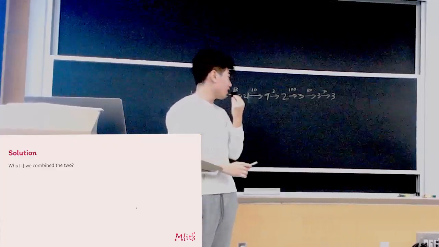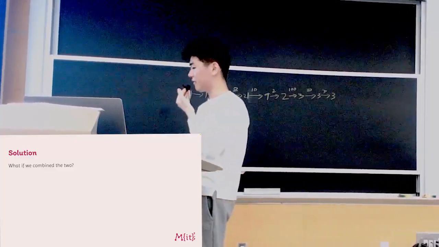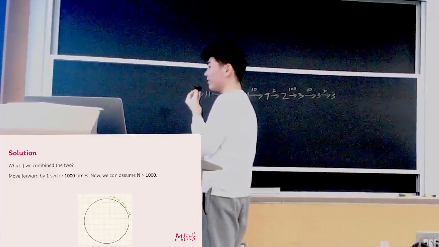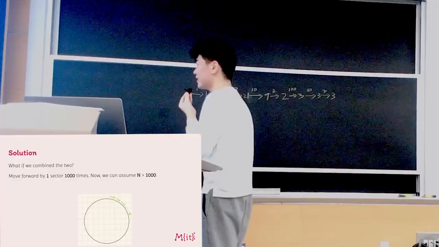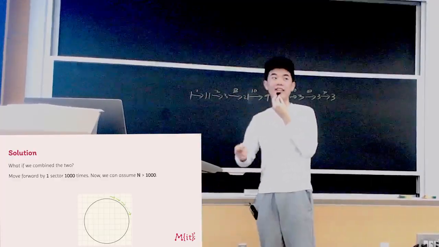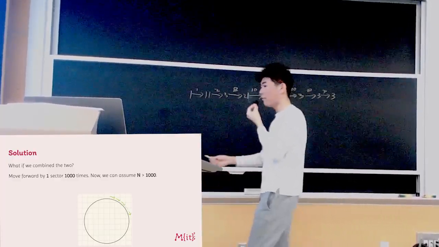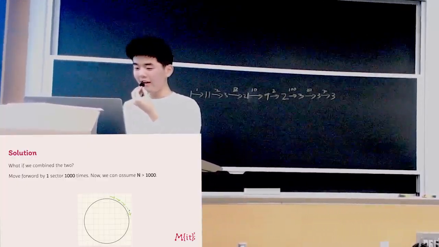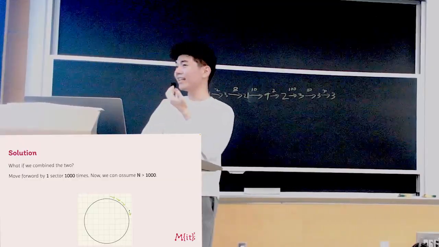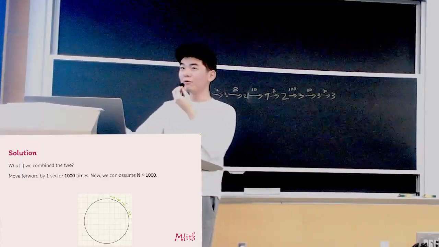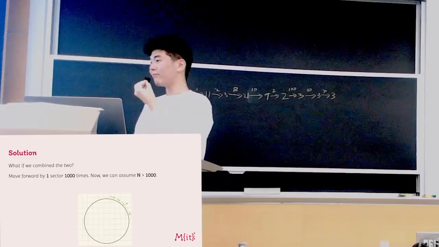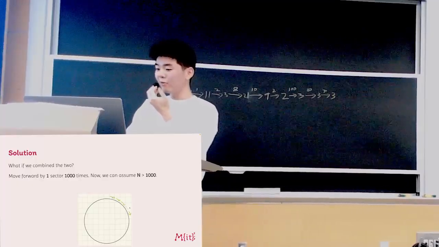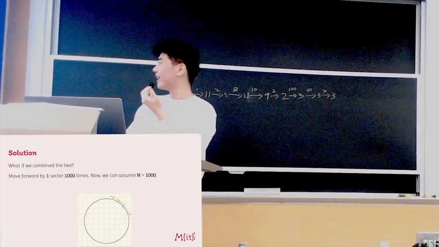Let's also bring this back to information. In our first step, we want to use our small queries to gather as much information as possible. So let's say we move forward by one sector 1,000 times. Here I've shown this in green. Without loss of generality, we can assume that n is greater than 1,000, because otherwise we would have looped back around and would already be able to determine what n is.